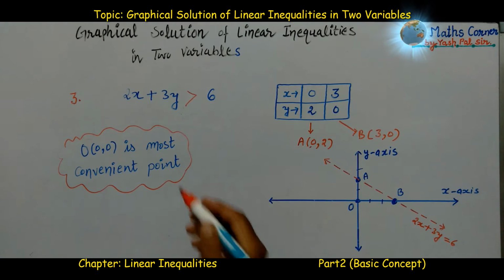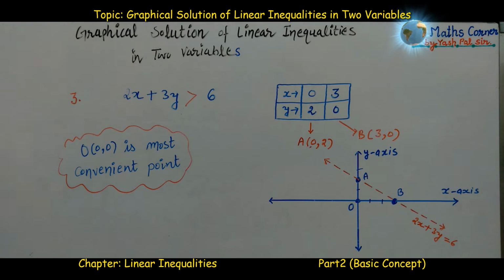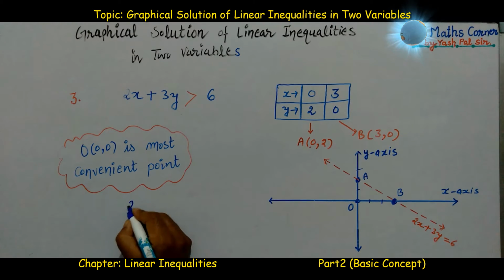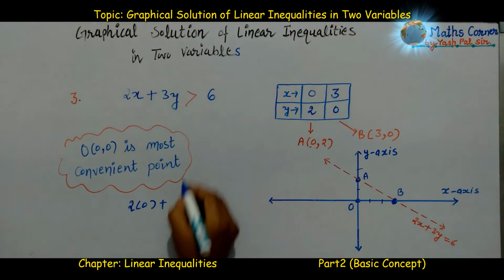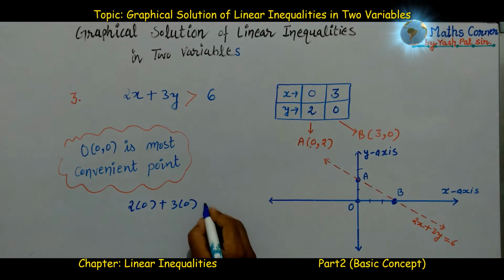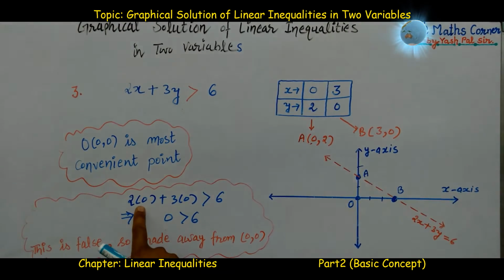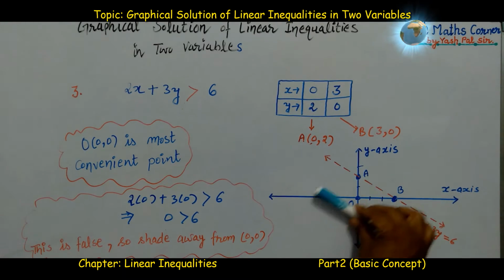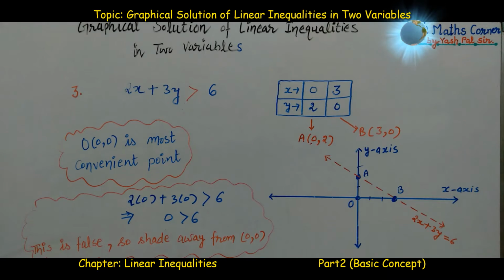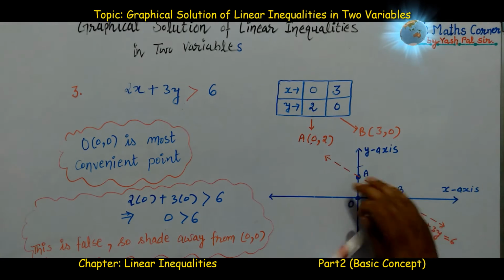So what we are going to do here, we substitute x is equal to 0. So 2 into 0 plus 3 into 0, this symbol greater than 6. This implies 0 is greater than 6. So what we see here, on substituting 0, 0, 0 is greater than 6 is false. This is false. So shade away from 0, 0. This is towards 0, 0 and this side is away from 0, 0. So this side we are going to shade.